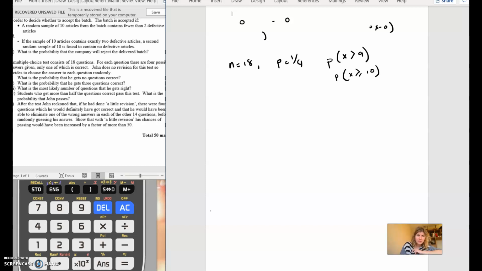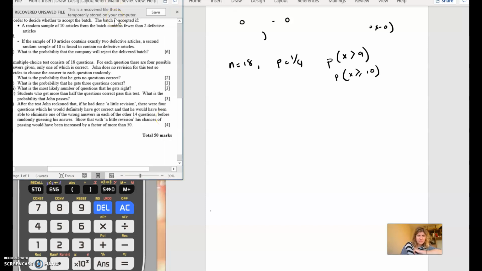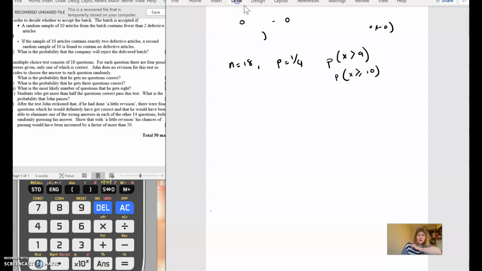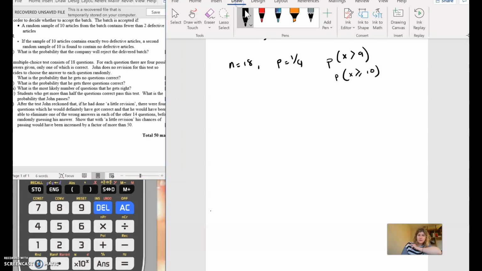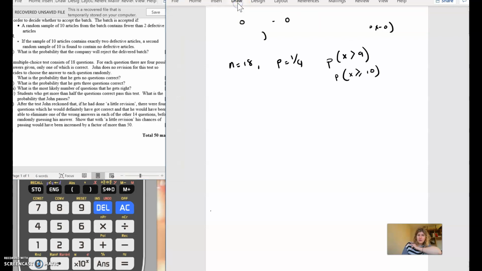Okay, so for the second part of the question, after the test, he reckons that if he's done a little revision, there are 4 questions he would have definitely gotten right, and that he would have been able to eliminate one of the wrong answers in each of the other 14 questions. So from that, we can deduce that we now have a new value of n, which is 14.